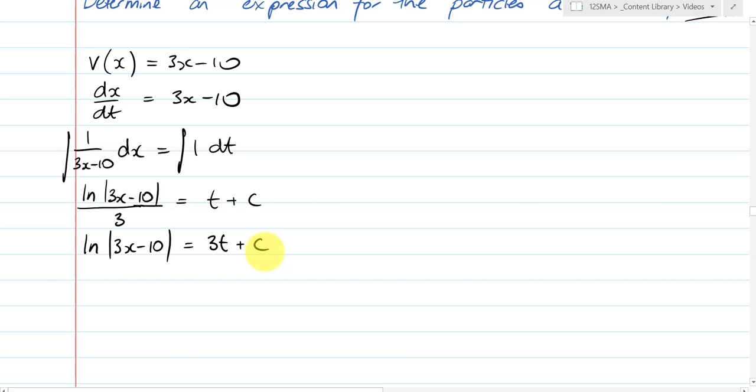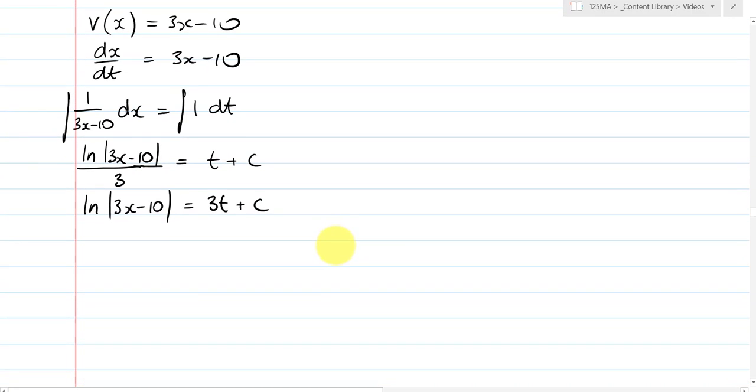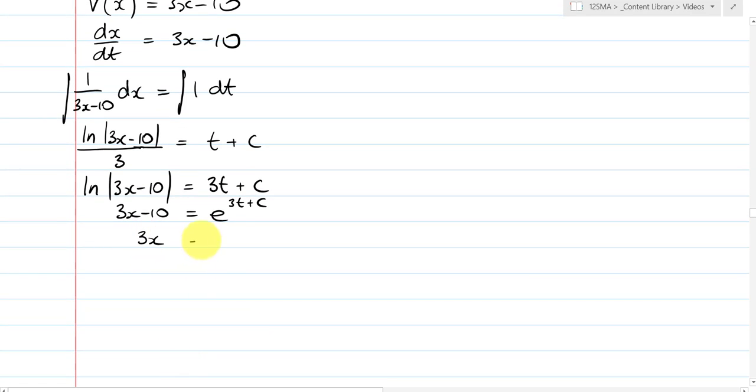And now I'm going to rearrange this so that x is a function of t. So I get 3x minus 10 is equal to e to the 3t plus c. And that gives me 3x is equal to a e to the 3t, where I've brought that constant down as an a, separating my exponentials out, plus 10. Then I'm going to divide through by 3, giving me x equals a third a e to the 3t plus 10. Okay, so we've gotten to there.